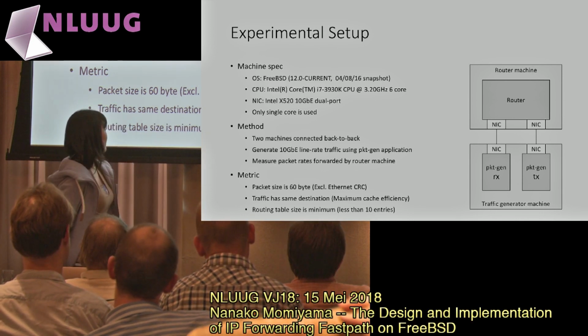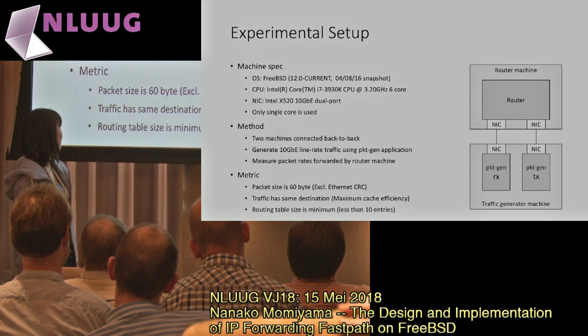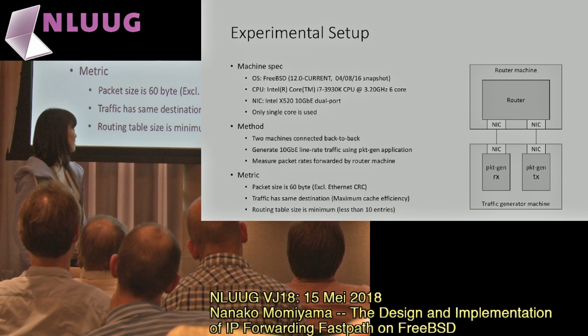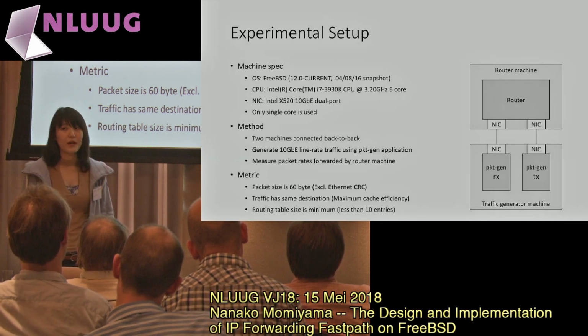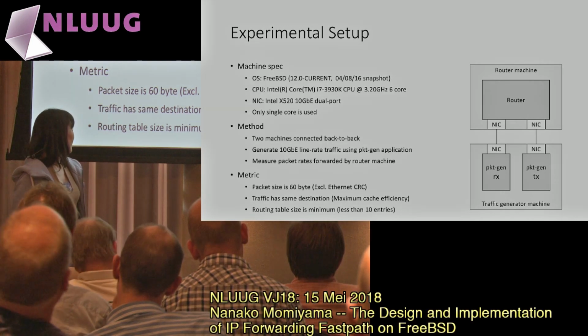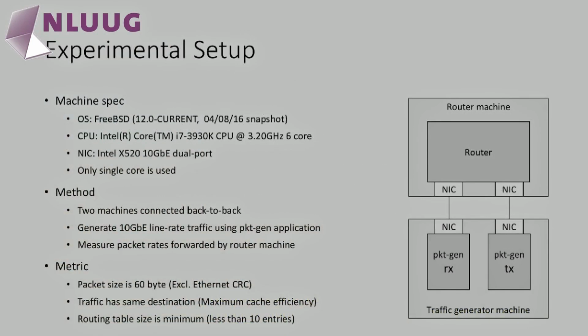The important thing in this measurement is that the packet size is 60 bytes, the shortest packet, excluding the Ethernet CRC. The traffic has the same destination, and the routing table size is minimized. It means that we are measuring the best case of packet forwarding, so the maximum cache efficiency is available.